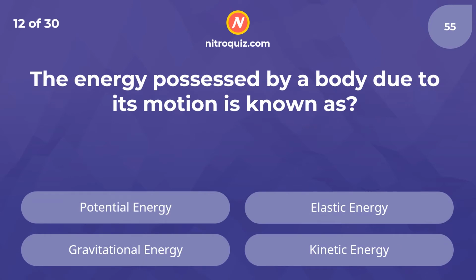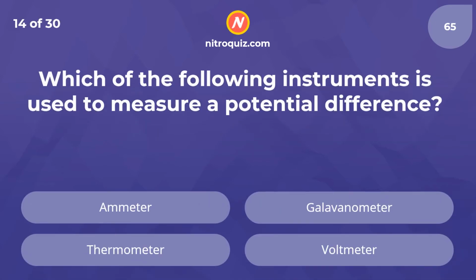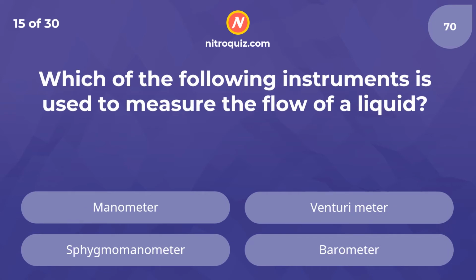The energy possessed by a body due to its motion is known as... answer is kinetic energy. The inertia of an object moving far below the speed of light only depends on... answer is mass of an object. Which of the following instruments is used to measure a potential difference? Answer is voltmeter. Which of the following instruments is used to measure the flow of a liquid? Answer is venturimeter.